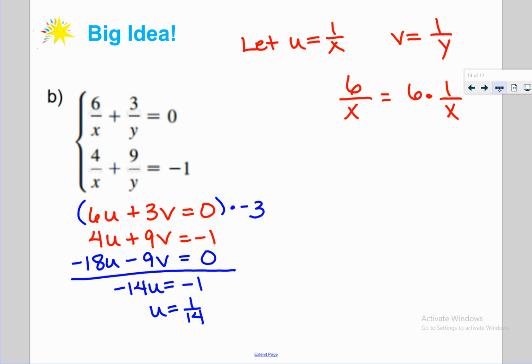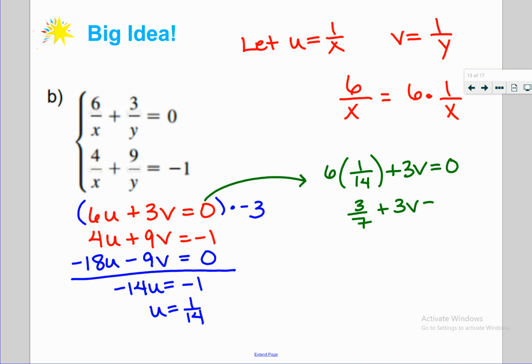You can then plug that back in to get v. I'll use the top equation. 6 times 1/14 plus 3v equals 0. That's 6 over 14, which is 3/7, plus 3v equals 0. Subtract 3/7. 3v equals -3/7. Dividing by 3 is the same as multiplying by 1/3, and you will end up with v is -1/7.